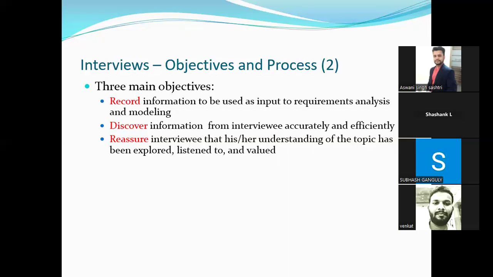And we also need to give some hint to the client. Yes, we have taken your requirement. We have explored all the factors that should be part of a requirement elicitation technique called interview. So we should reassure that yes, the requirement you gave has been understood by us.